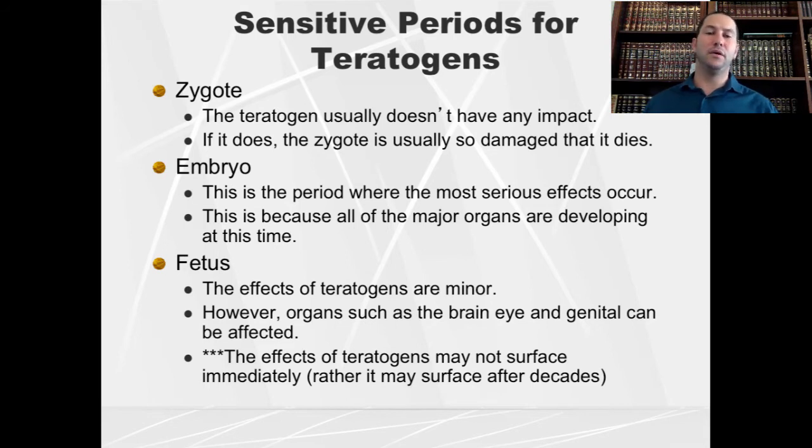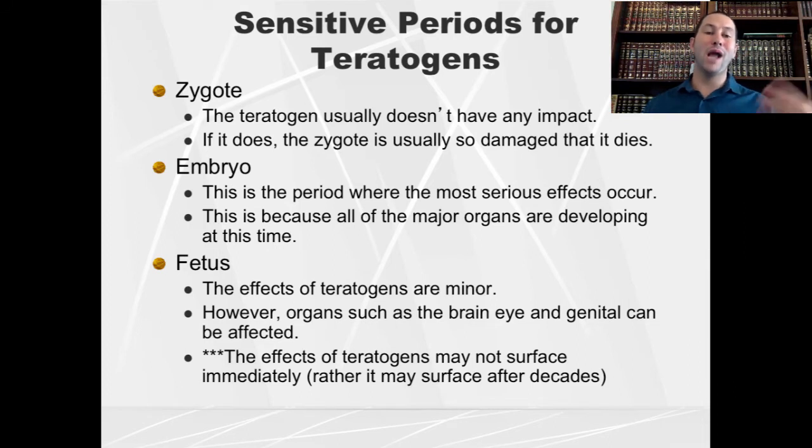So, as I said, there are 3 prenatal stages. There's a zygotic, embryonic, and fetal stage. The zygotic stage, first 2 weeks, doesn't really have much of an impact. You know why? Because the agent is so strong, it usually flushes the fertilized egg out. You get your period, you never have a child, right?